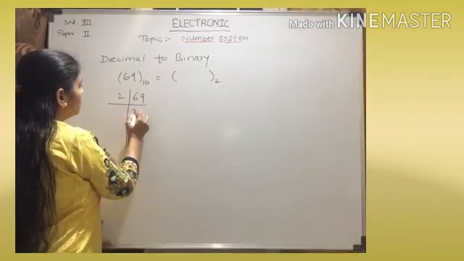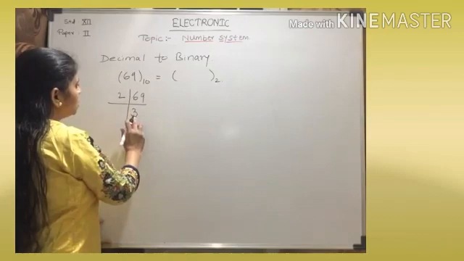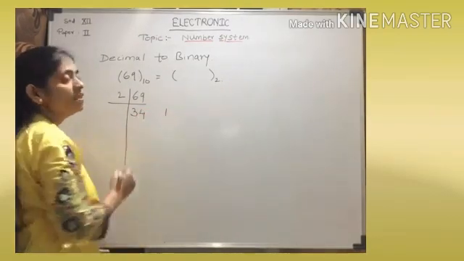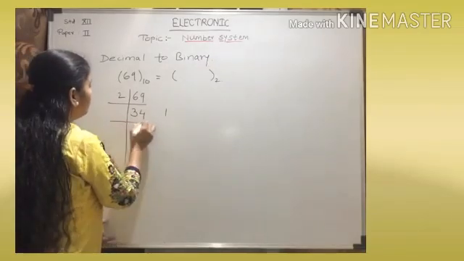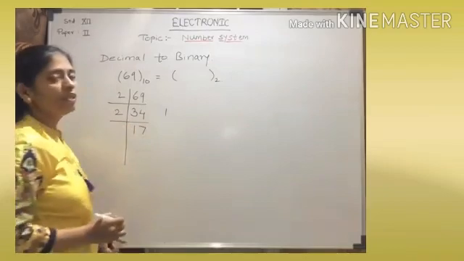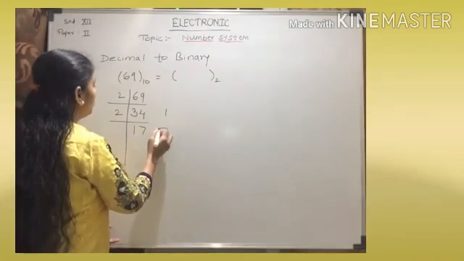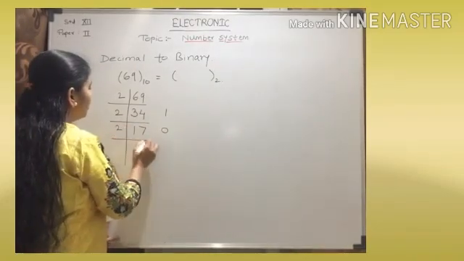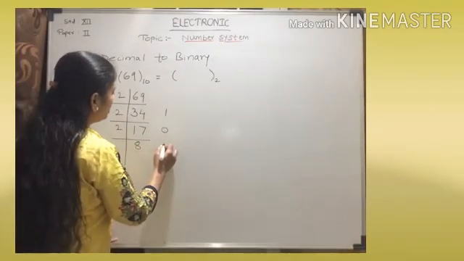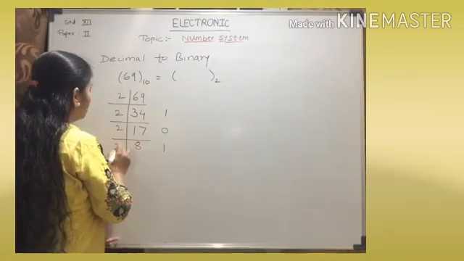We'll get here 2 3s are 6, 2 4s are 8, and the remainder is 1. Again we have to divide this number by 2. We got here quotient 17, remainder 0. Then we divide this number by 2. We got here quotient 8 and the remainder is 1. Divide this number by 2.